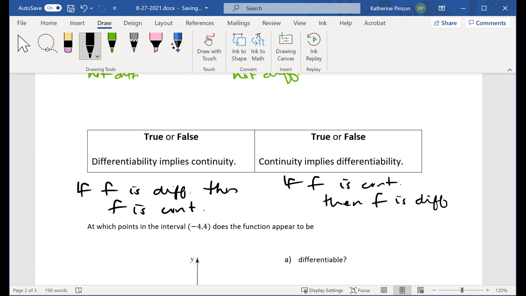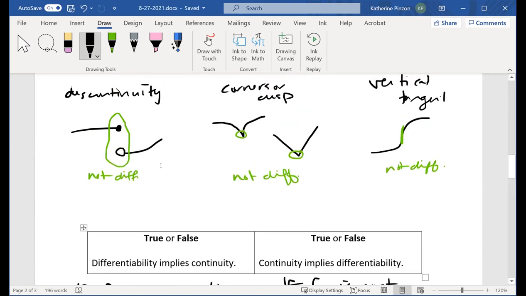Differentiability means the exact opposite of continuity? No, differentiability means that none of these three things happen. These three things here.